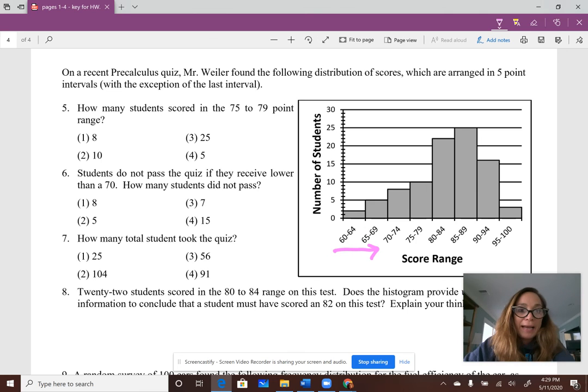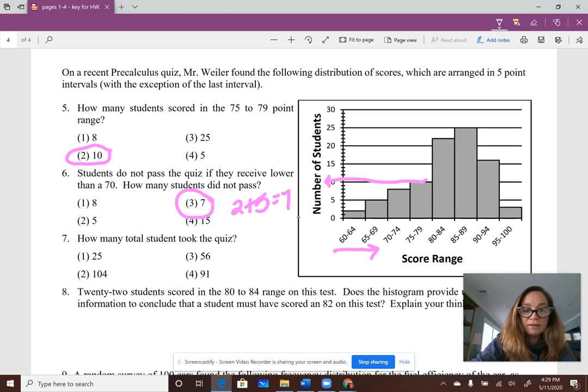Okay. All right, how many students scored the 75 to 79? So that would be 10 students, choice 2. So you go up to here and then mosey on over, and that's 10, which I kind of crossed out. That doesn't help you. Students who do not pass the quiz, if they receive lower than a 70, how many students did not pass? So there's 2 there and 5 there, altogether 7, because 2 plus 5 equals 7.